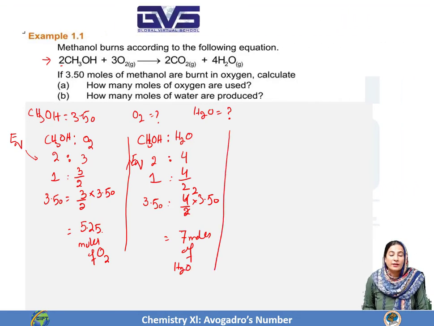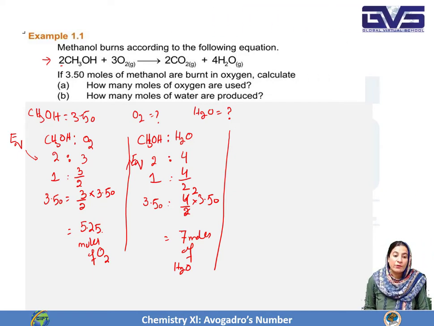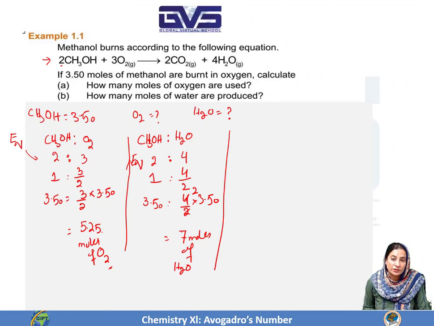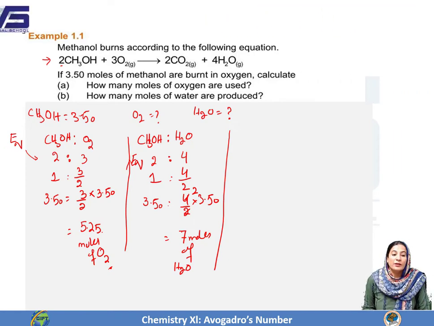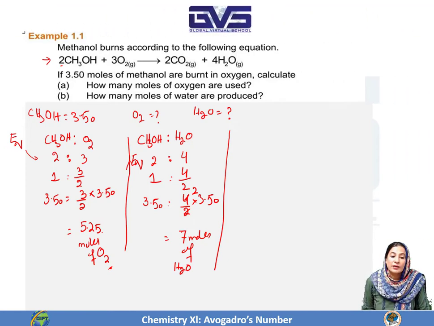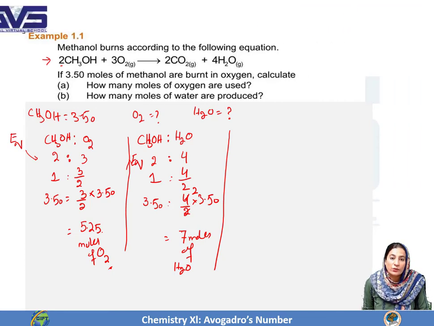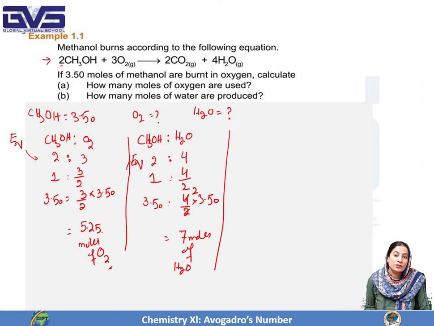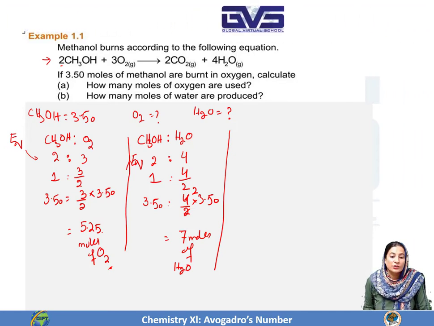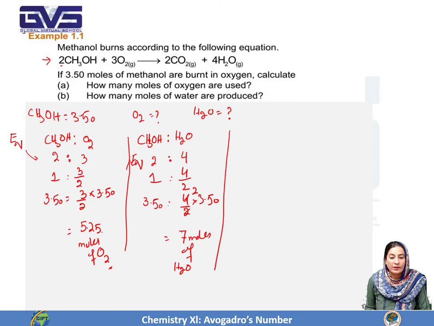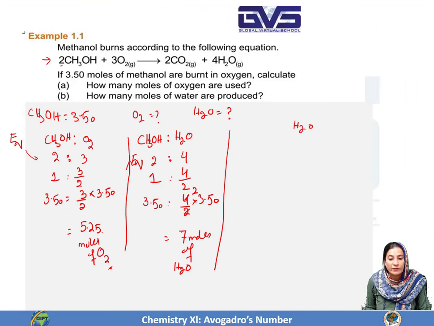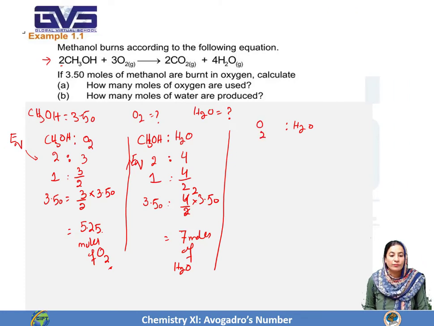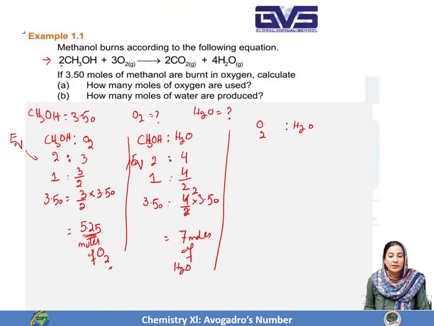Students, here is a very important thing. You can even find the water formation with the help of oxygen, because now we have the moles of oxygen as well. In that case, the answer should be the same. How? Because when you know the moles of methanol and oxygen, you can find the moles of product with the help of either oxygen or methanol. So just to cross check, I will find the moles of water with the help of oxygen, because now we have the moles of oxygen here.